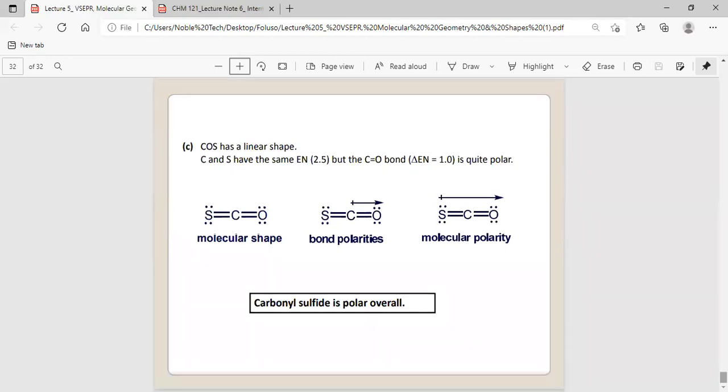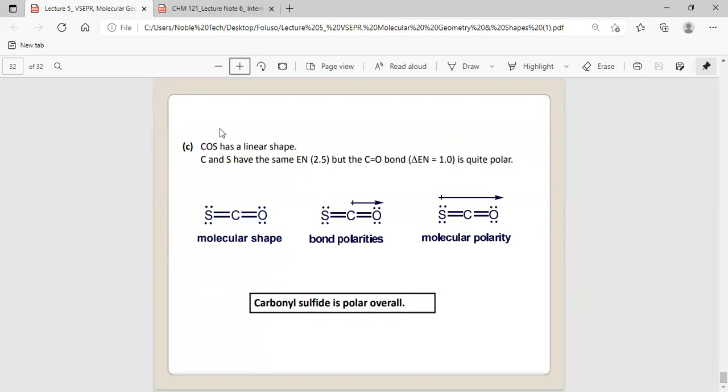Now, for carbonyl sulfide, the molecule is just like CO2. It's a linear molecule, just like CO2 is a linear molecule. It's formed from an sp hybridization, and you have your sulfur and oxygen as your terminal atoms, while carbon is the central atom.